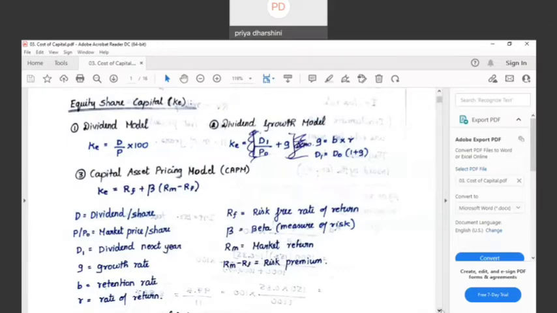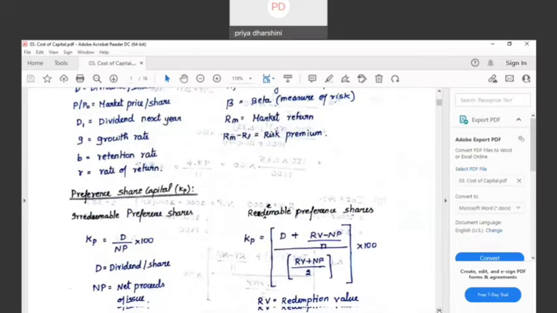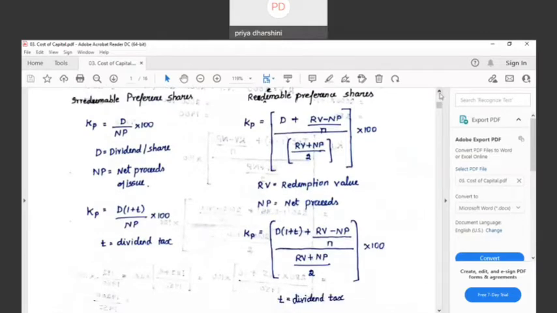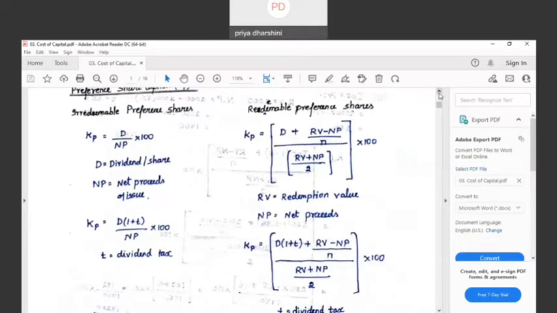Okay. Then comes the cost of retained earnings. If nothing is told in the question about retained earnings, to whom does the retained earnings belong to? Retained earnings belongs to the equity shareholders. So cost of retained earnings will be the same as cost of equity. Okay. If nothing is told about cost of retained earnings, you will take cost of equity as the cost of retained earnings as well. Okay. Then coming to preference shares. Here preference shares I classify into two. One is redeemable preference shares and the other is irredeemable preference shares.